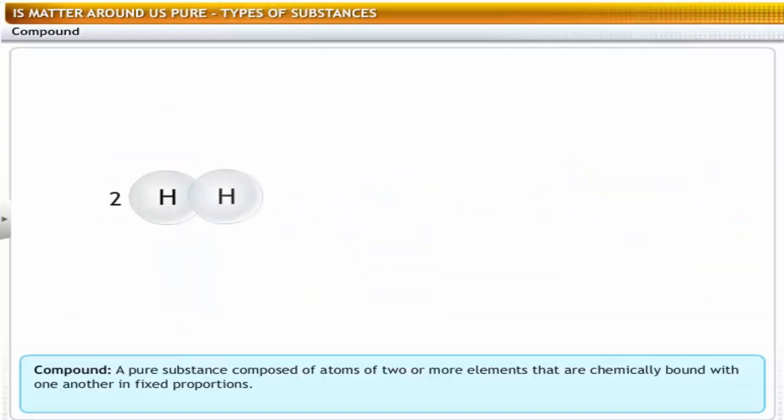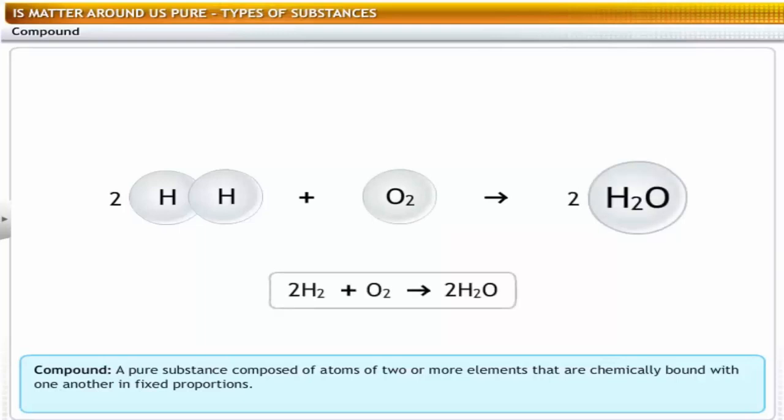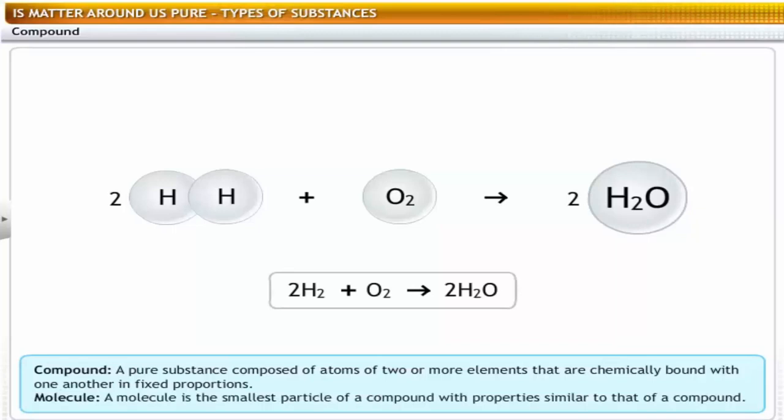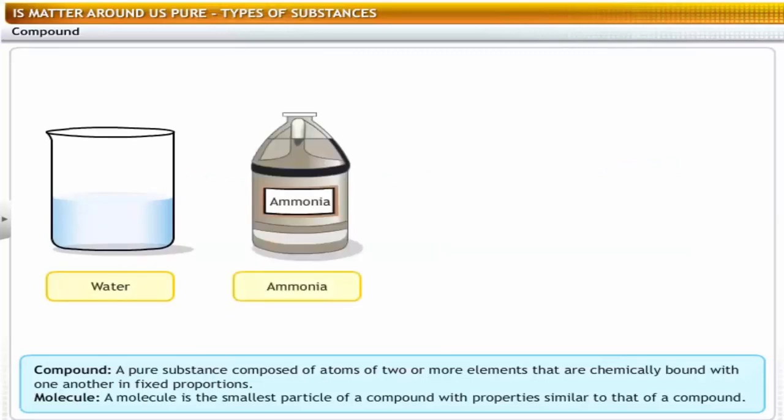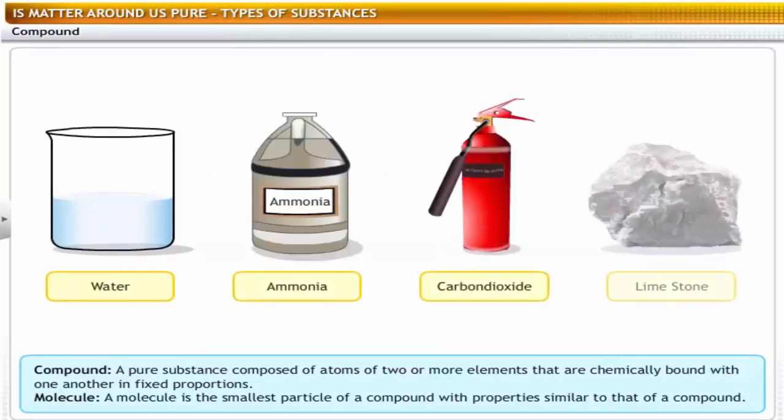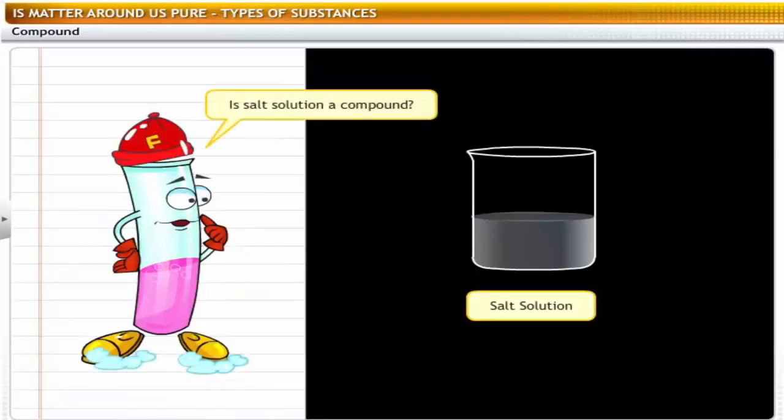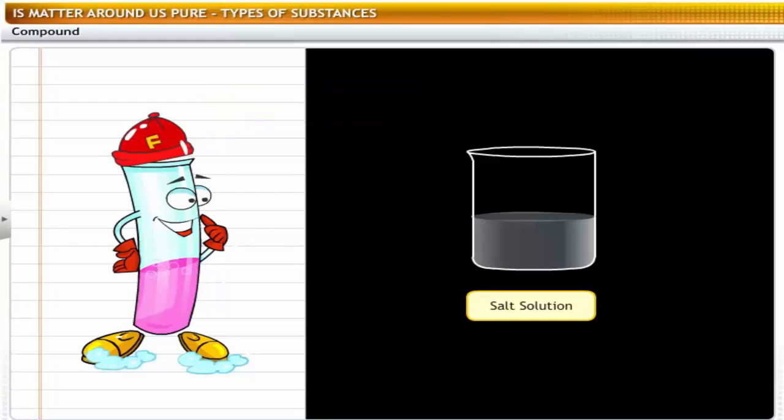For example, water is made up of 2 atoms of hydrogen and 1 atom of oxygen. These atoms combine to form a compound known as water. The smallest particle of water is called a molecule. A molecule is the smallest particle of a compound that still has all the properties of a compound. Water, ammonia, carbon dioxide, and limestone are examples of compounds. Is salt solution a compound? No, it is not. Even compounds have similar properties like that of elements.